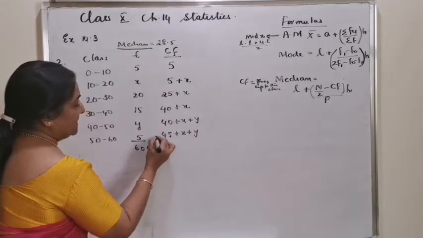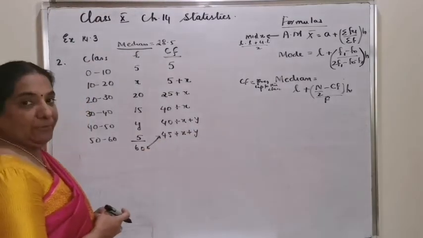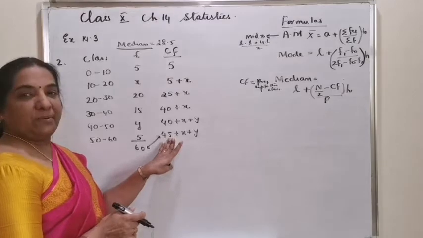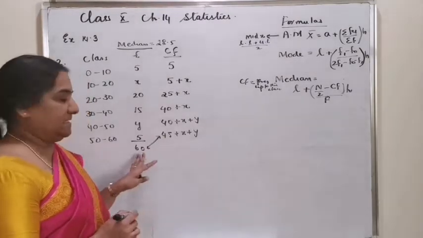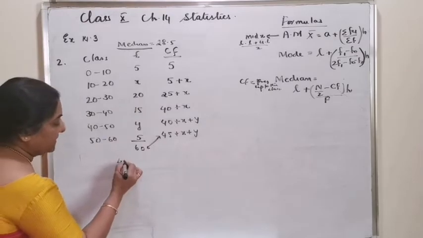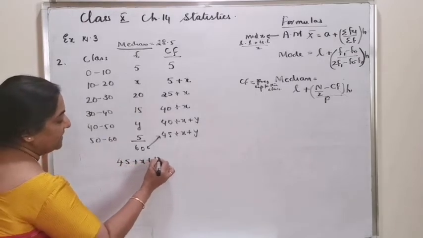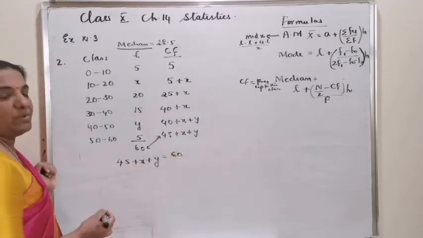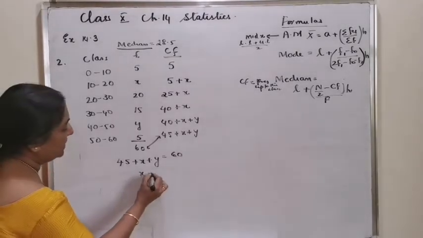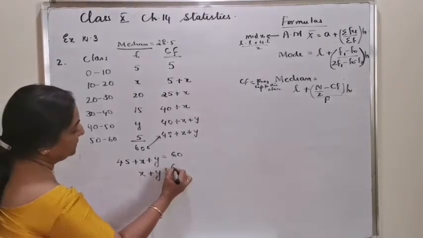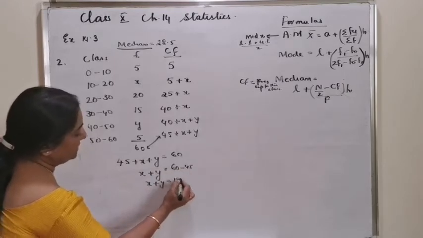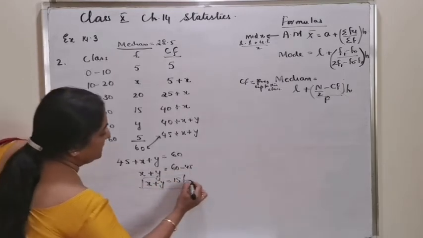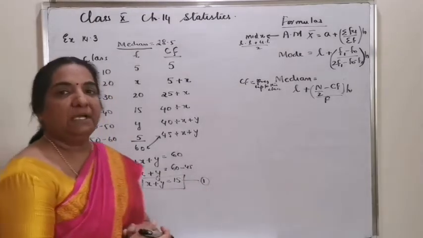If you remember the explanation, I always used to tell you that the last cumulative frequency should match with the total frequency. So the first concept is the same. 45 plus x plus y is equal to 60, or x plus y is equal to 60 minus 45. x plus y is equal to 15. Highlight it and put it as equation number 1.